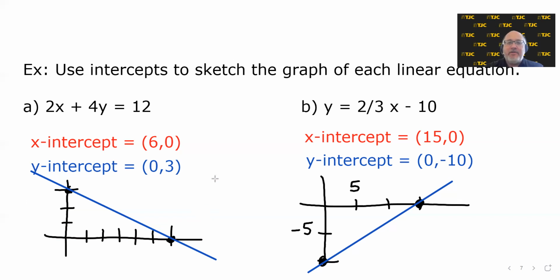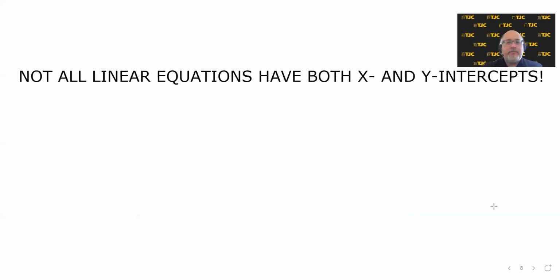And how would you have a line that has no y-intercept? Well, if the line doesn't intersect the y-axis, then it has to be parallel to it. A vertical line would have only an x-intercept and no y-intercept, except the rare occasion where the vertical line is the y-axis, in which case every point on it is technically a y-intercept. So not all linear equations have both intercepts.